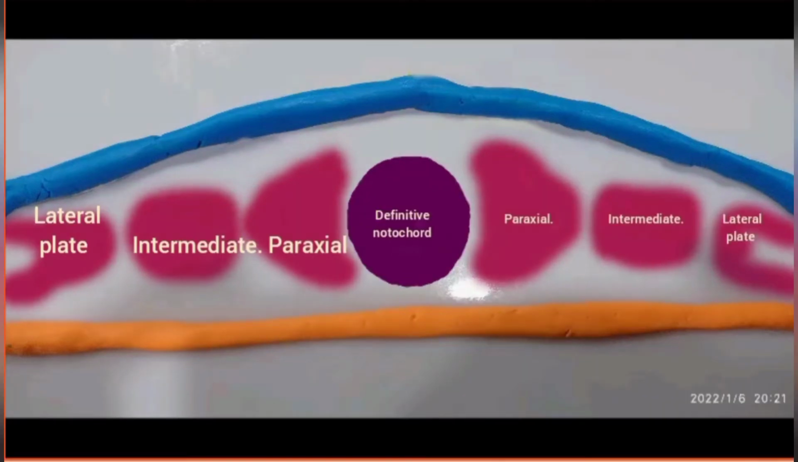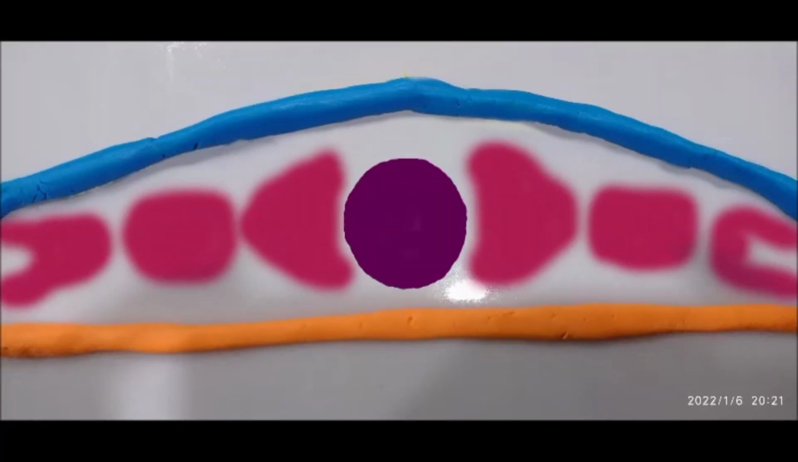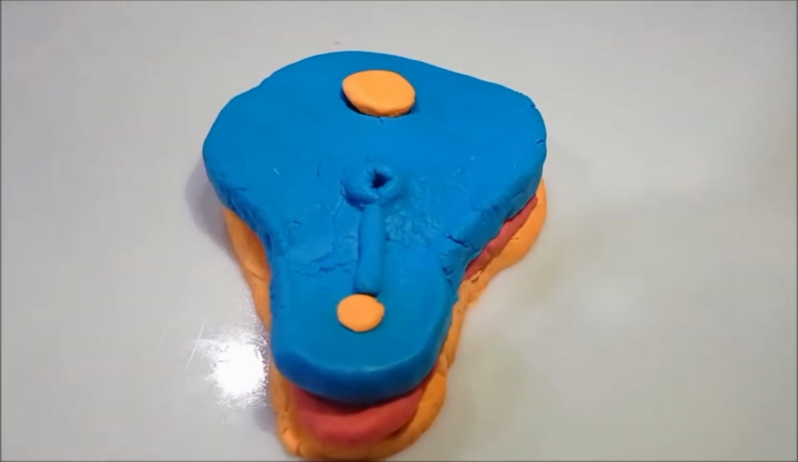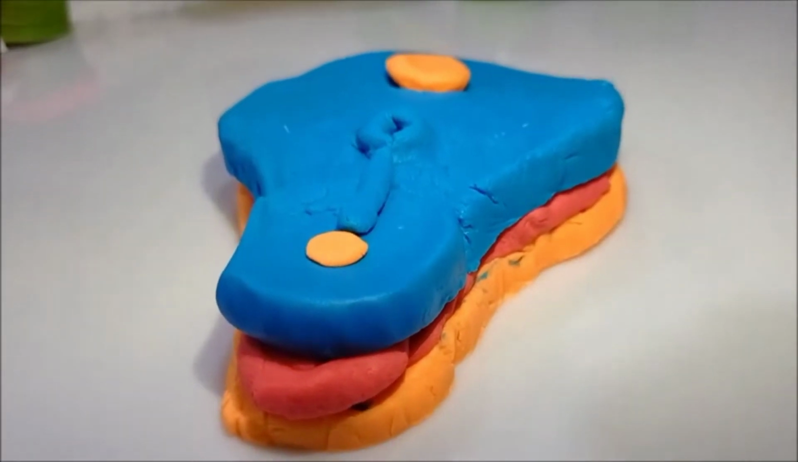At the same time, we have seen that the mesoderm is appearing on either side of the notochord and getting differentiated into three different types: the paraxial, intermediate and lateral plate mesoderm. Also simultaneously a cavity was appearing in the lateral plate mesoderm, and that cavity is called the intraembryonic coelom. So this is now the dorsal view, which shows a blue color ectodermal layer and the lowest orange color, that is the endodermal layer, and in between is the mesodermal layer.